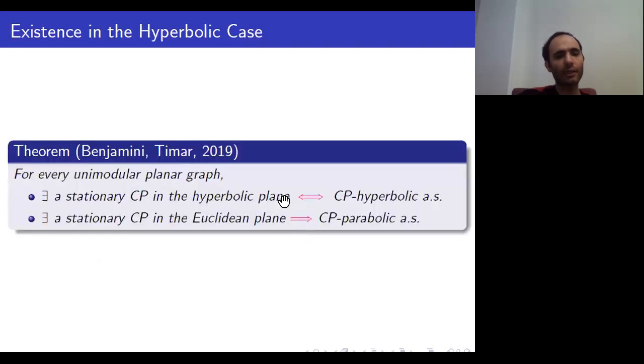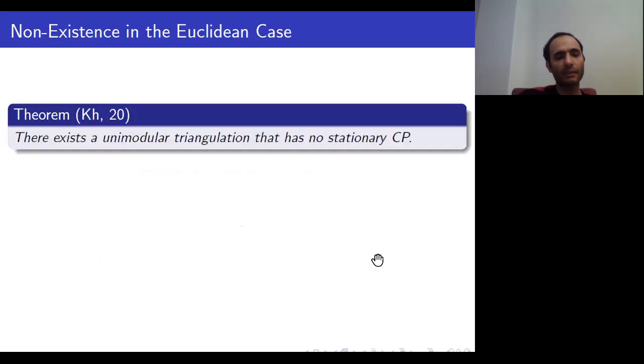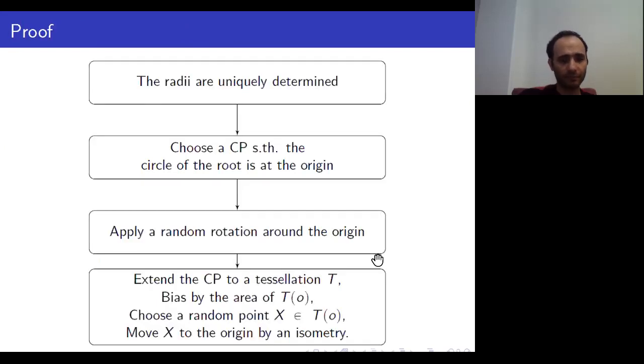They prove that in the hyperbolic case, there indeed exists a stationary circle packing in the hyperbolic plane. But for the Euclidean case, they pose it as a problem. Here we show that the answer to this problem is negative, which means that there is a unimodular graph that has no stationary circle packing in the Euclidean plane.